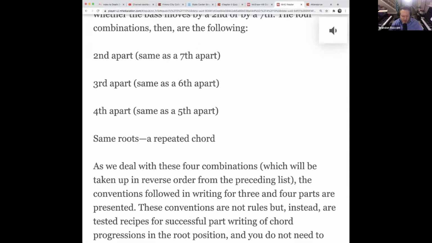What is the magic number? 9? 9 is the magic number. Good job. So a second plus a seventh equals a ninth. 3 plus 6 equals 9. 4 plus 5 equals a 9. And 1 plus 8 equals a 9. So when our bass moves up a fourth or down a fifth, it gets the same note. I'll try to show you what I mean.